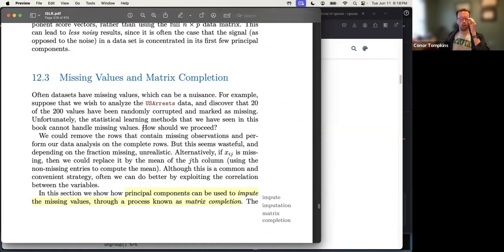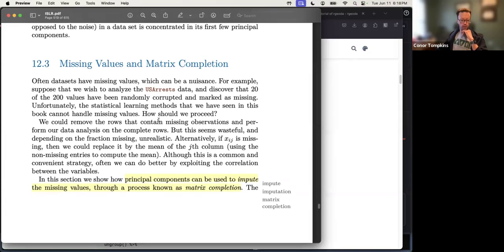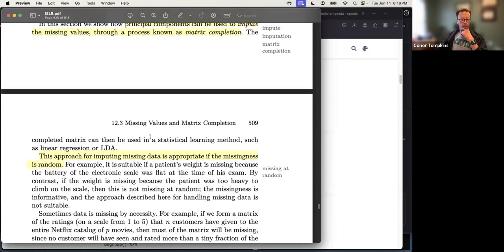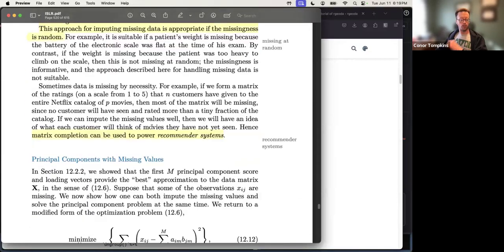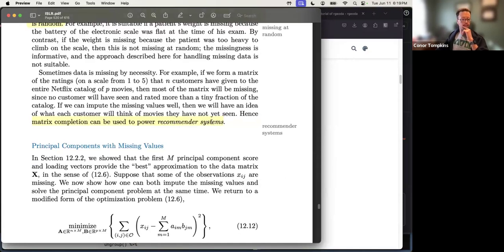So then they go into how you can use PCA to impute missing values, which I thought was cool. And they gave some examples of how that's used in recommendation systems. So this is, again, like, you have to understand the data generating process and why an observation has missing data. If there's a pattern to the missingness, then you need to take a different approach. But if it's just random, then this might work for you. So again, one application is these recommendation systems.